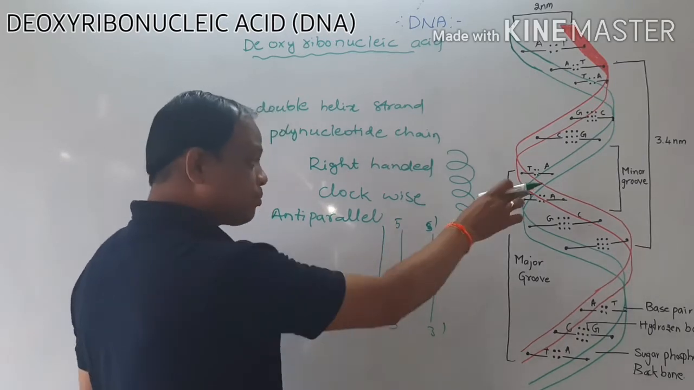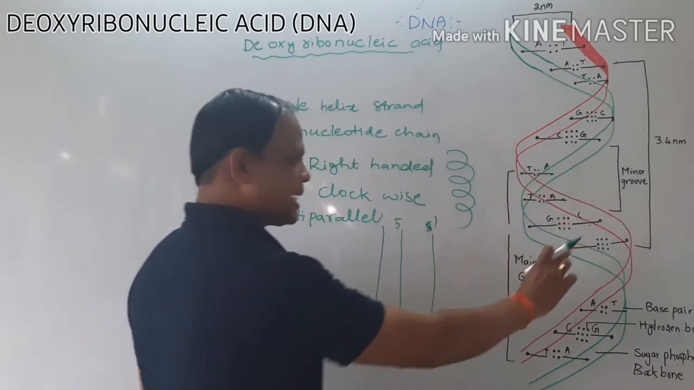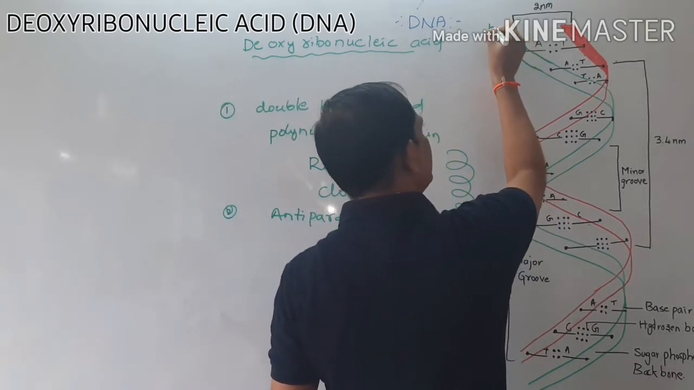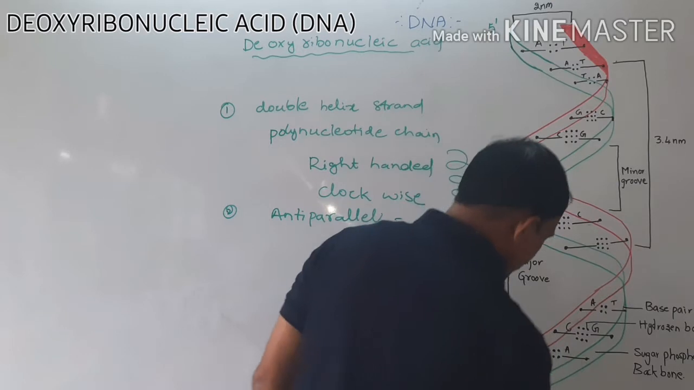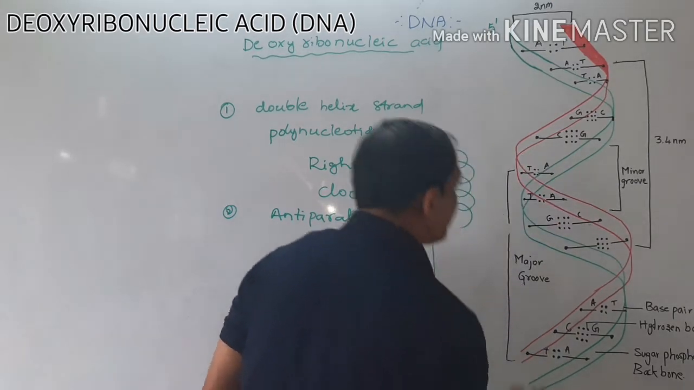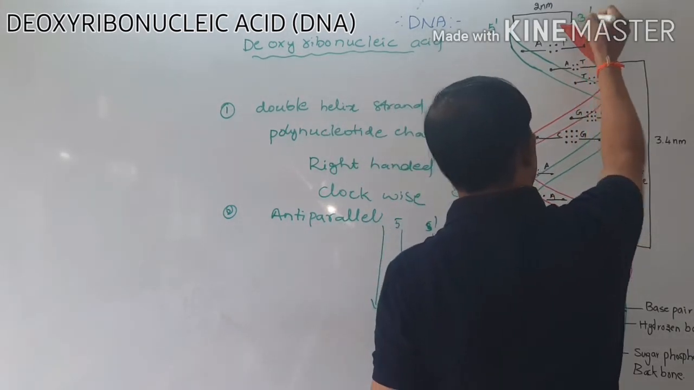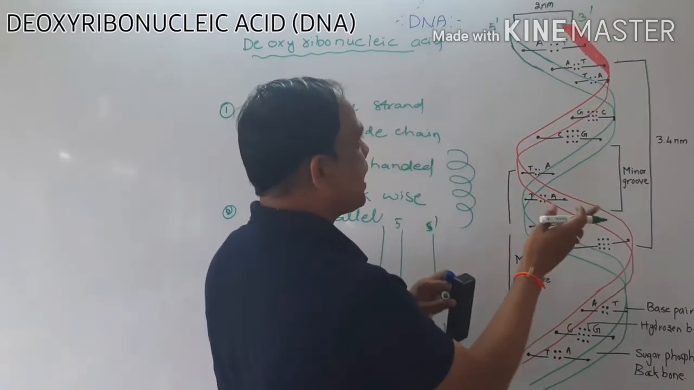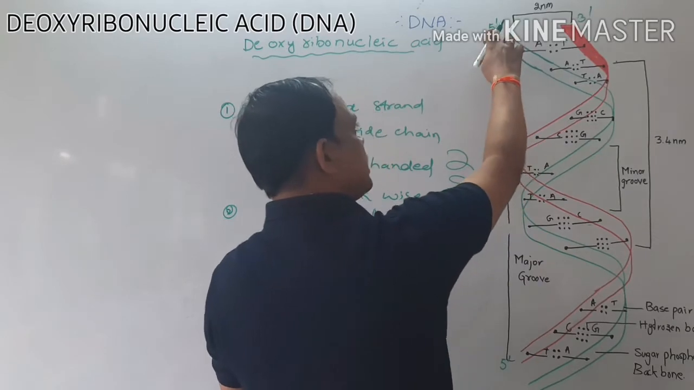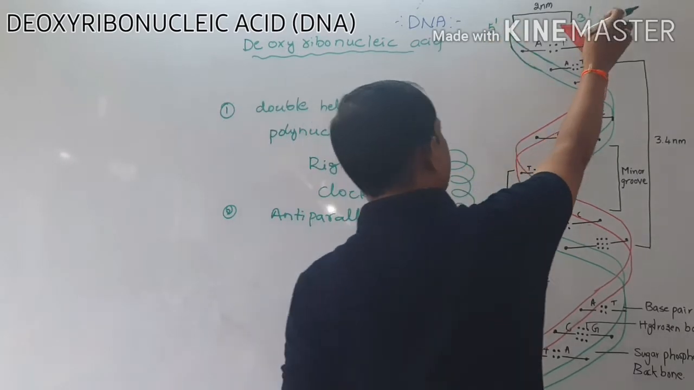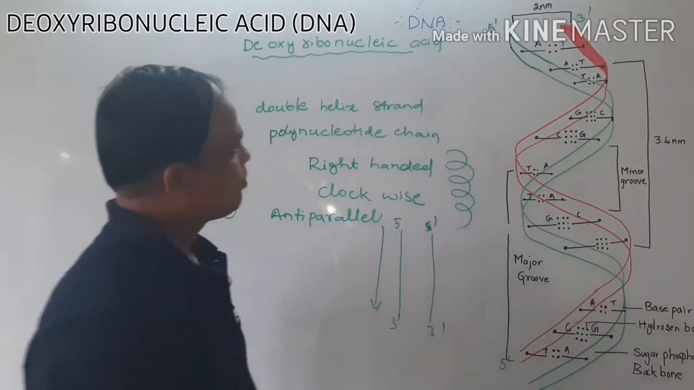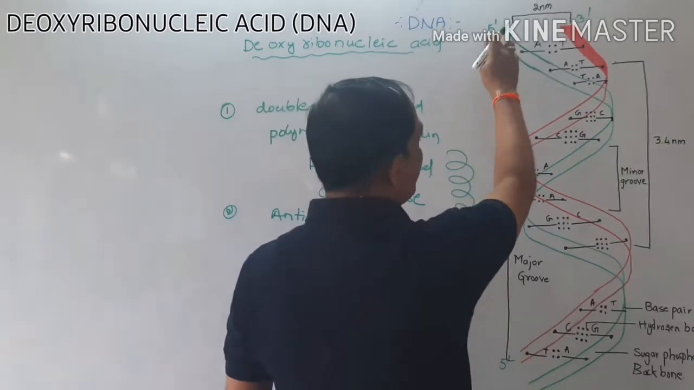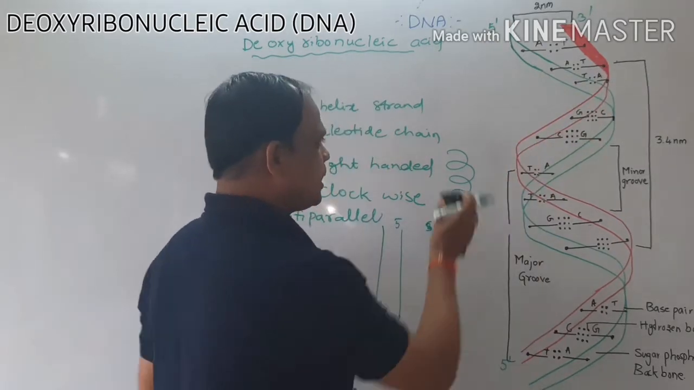But here the nucleotide strands are anti-parallel. Here this strand is 5 prime and this end is 3 prime, and this is 3 prime and this one is the 5 prime end. Anti-parallel means here it starts with 5 prime and here it starts with 3 prime. So based on the polarity, what is the meaning of 5 prime and 3 prime?